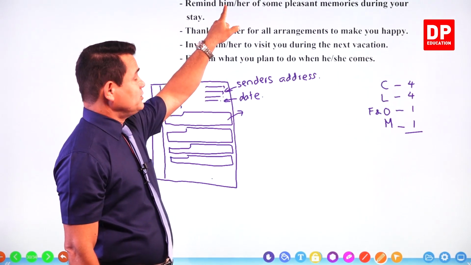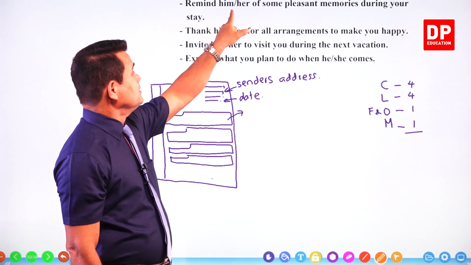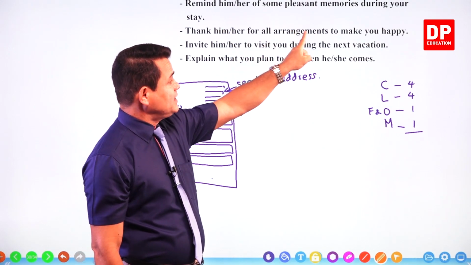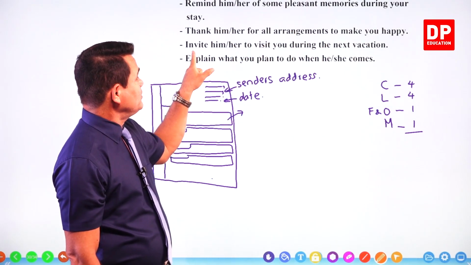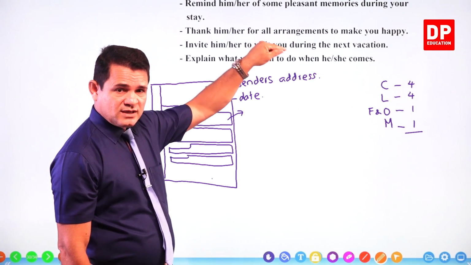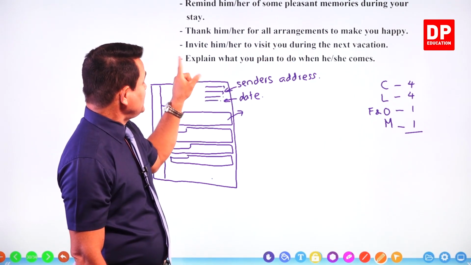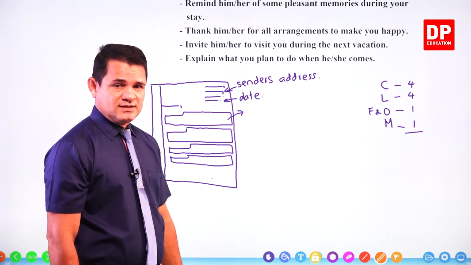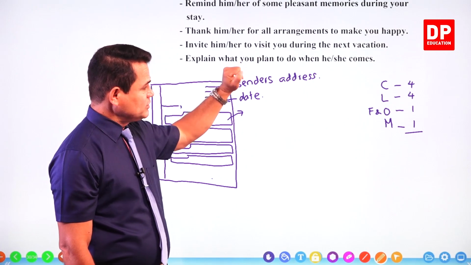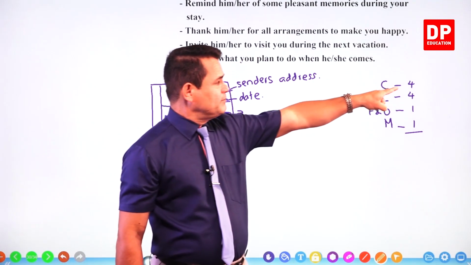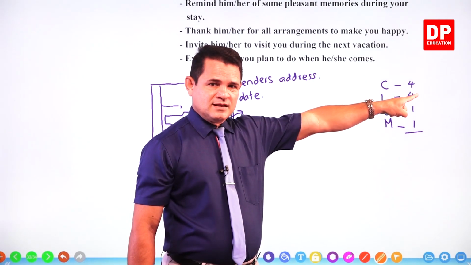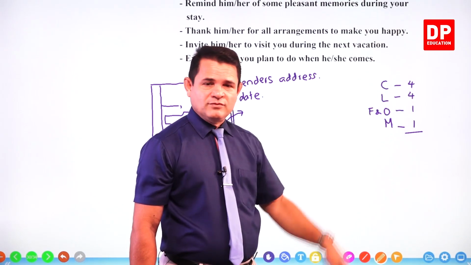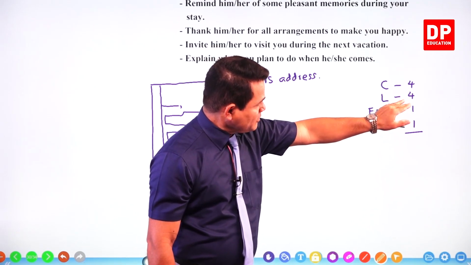So that means you should have written about something pleasant, memories, and you should have thanked him, and you should have invited him for the next vacation to your place, and also you should have explained your plan for his or her stay. If all four points are included, you get these four marks. Grammar is not checked here; if something is written about those four points, you get the full marks.